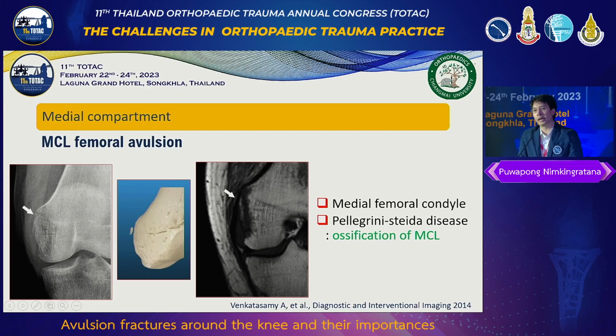When you have a chronic injury, you can start to have ossification of the MCL, which we call Pellegrini-Stieda disease. So that means it is not an acute lesion, and please do not confuse it with the acute lesion as well.